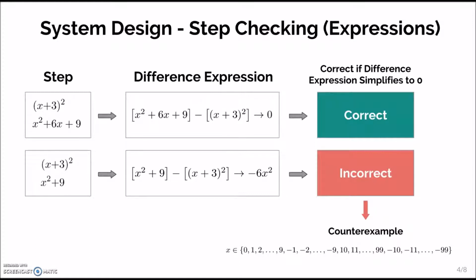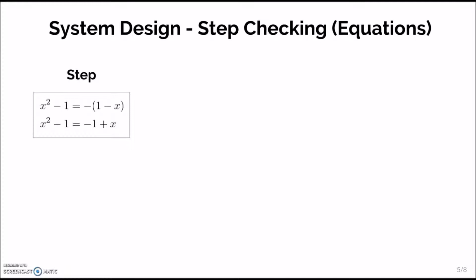For example, in this case, x equals 1 provides a good counterexample. The expression preceding the step evaluates to 16, and the expression following the step evaluates to 10. Now let's run through an example of step checking for equations.